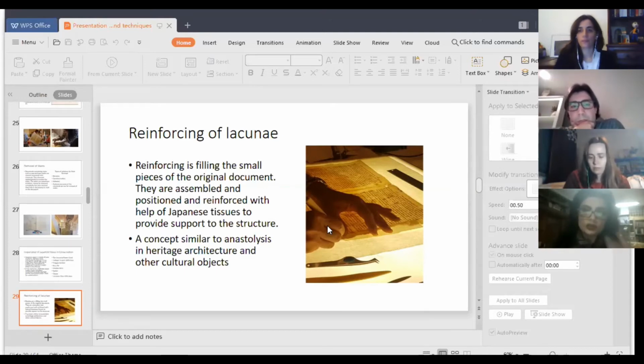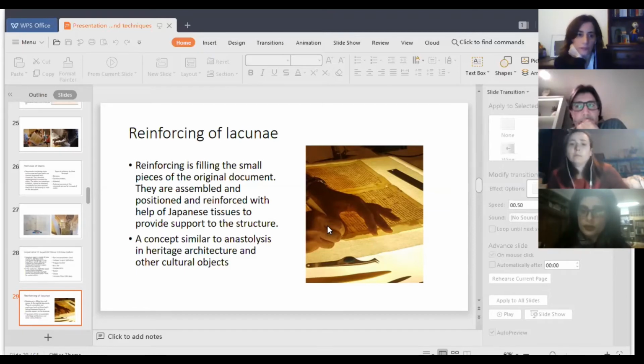Reinforcing is basically a concept similar to anastylosis. It is also known in historic architecture, ceramics, and textiles, where the missing pieces of the original structure or document are kept and put in where they are missing, and then reinforced with the help of Japanese tissue. A thin layer of Japanese tissue is laid on them so that they consolidate with each other. So this is one part of the infilling of lacunae that we call reinforcing of lacunae.